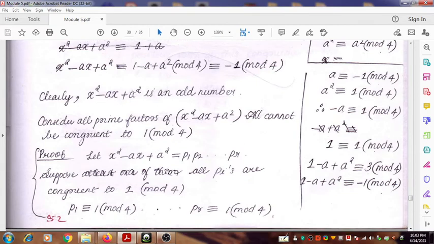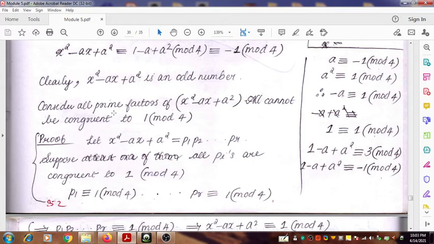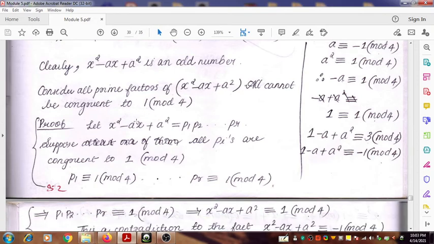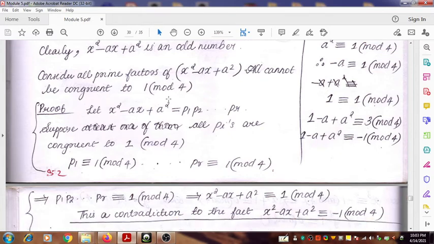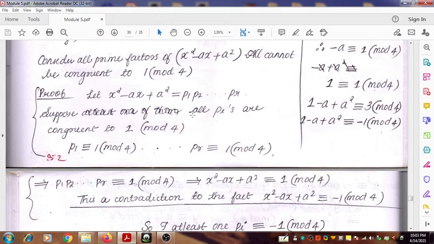When we think about that odd number, we can consider its prime factors. It can be expressed as the product of prime factors, but all the prime numbers will be odd numbers, because the whole number is an odd number. And you can say that all of these numbers cannot be congruent to 1 mod 4, and we are going to prove this claim. Let us take x square minus ax plus a square equal to p1 into p2 into etc. to pr, and all are odd numbers.